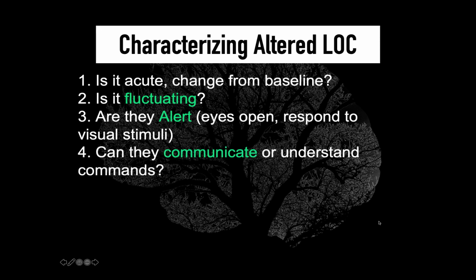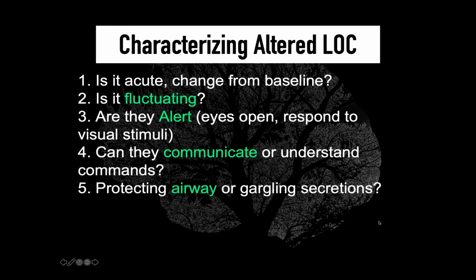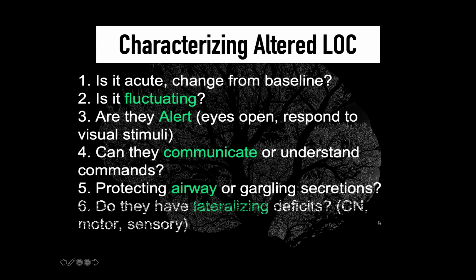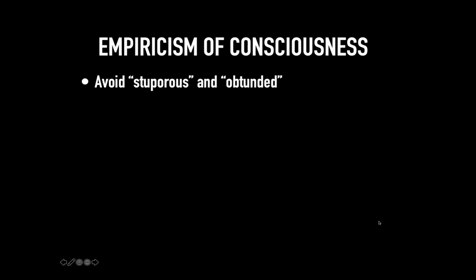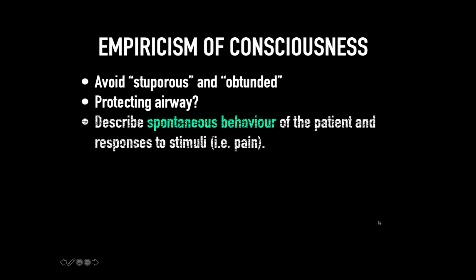Can they communicate or understand commands, even if they're not alert? This means if they can grasp your finger, for example, upon command, can they also let go? Are they protecting their airway or gargling secretions? And finally, do they have any lateralizing deficits, like cranial nerve deficits, like facial droop, motor, or sensory? Typically, we avoid the terms stuporous or obtunded because they're vague. Again, the important parts are protecting their airway.